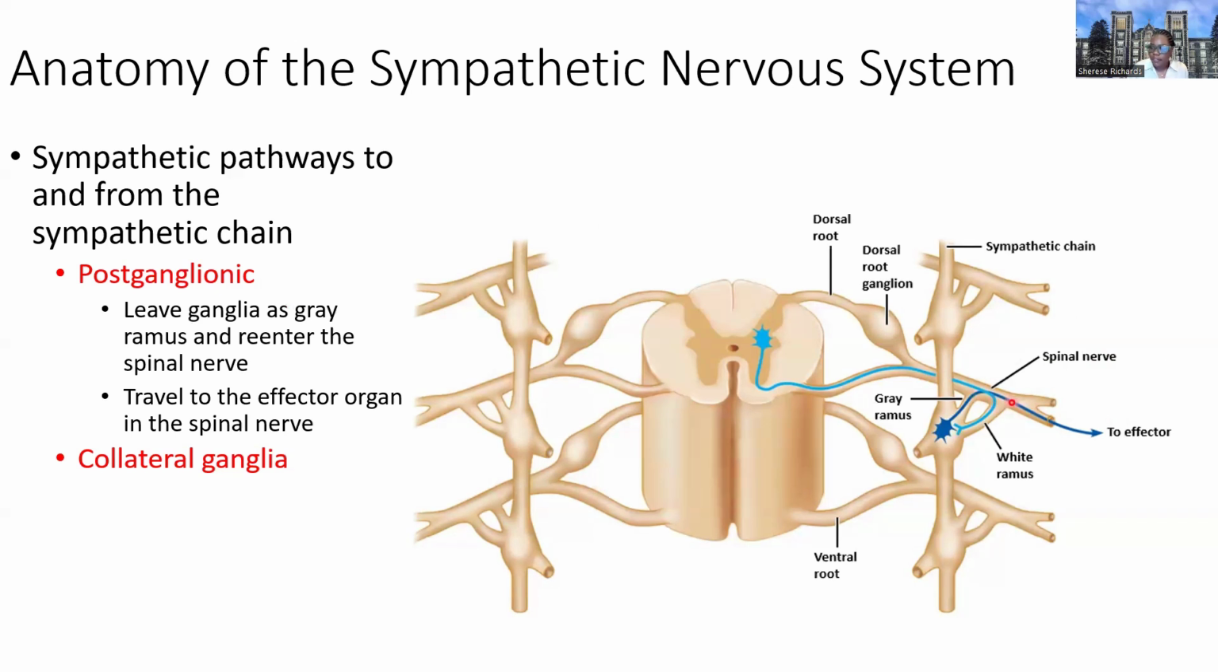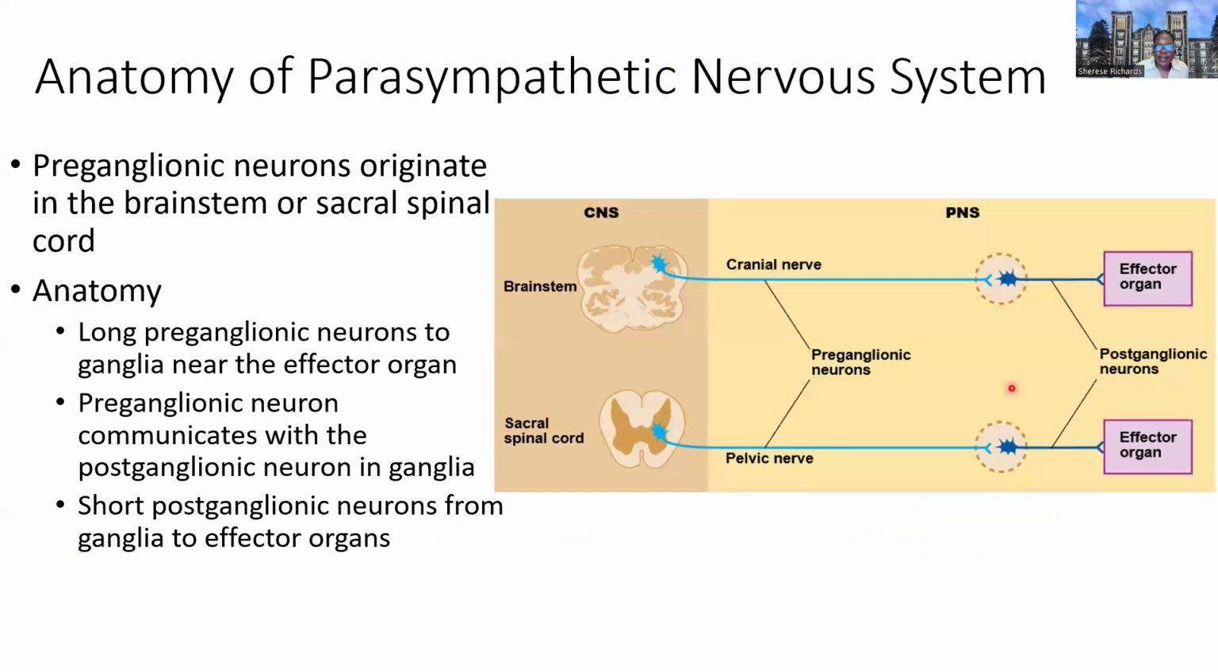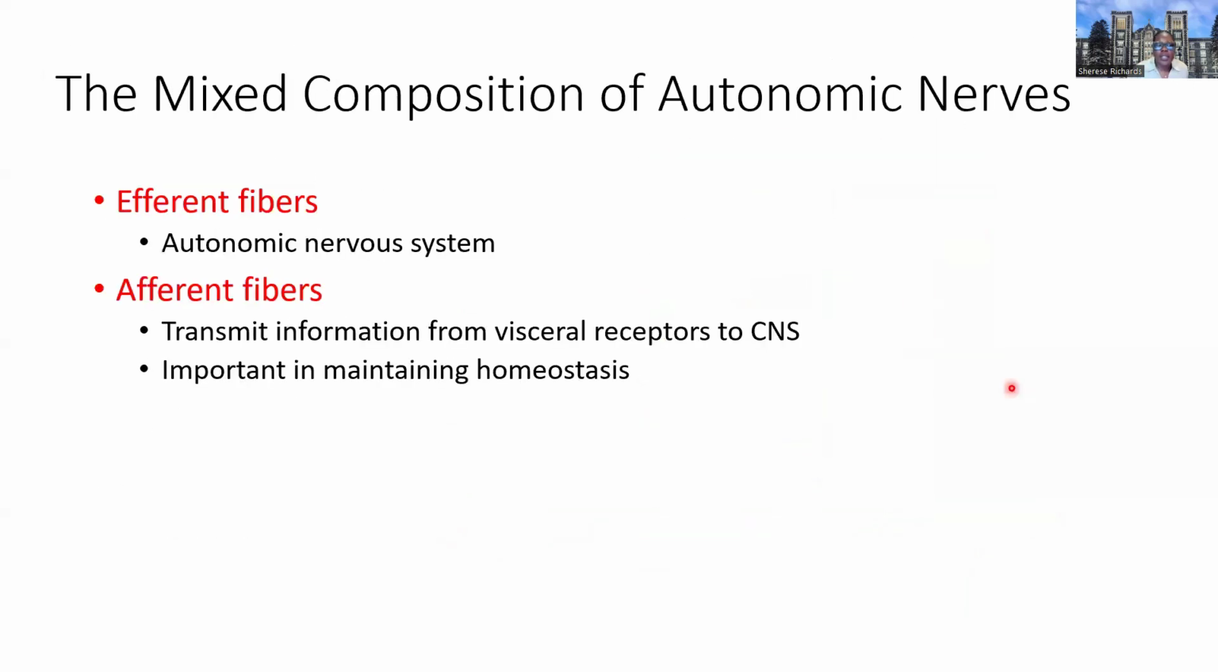Now, the efferent fibers are going in the opposite direction. They're coming through the ventral root, and they're traveling from the CNS out towards the effector organs. So they're both found in one single nerve, one spinal nerve. That is to say that a spinal nerve, which is an autonomic nerve, is mixed. It has several different fibers that are going in different directions in that single nerve. So there's a mixed composition of our autonomic nerves, right?